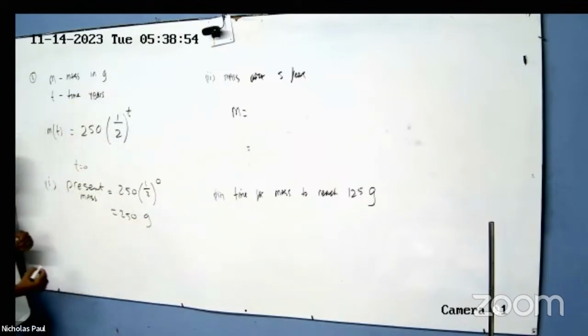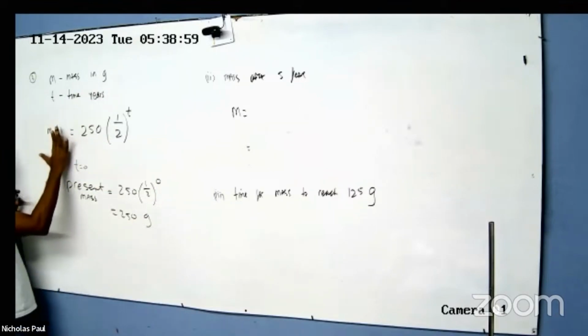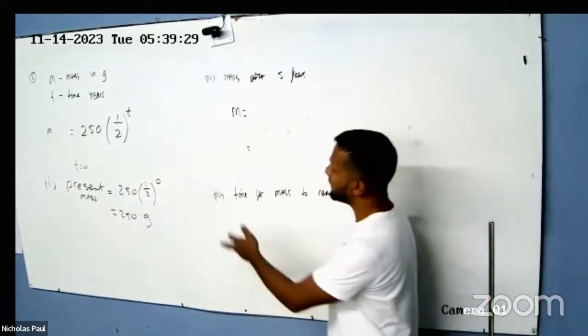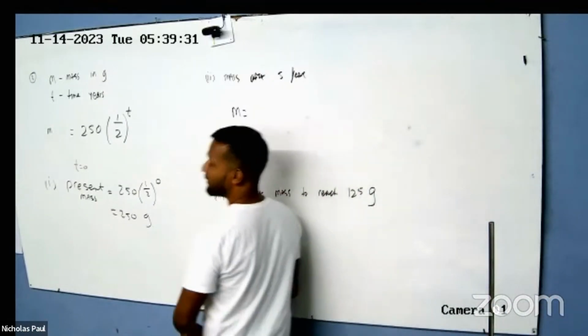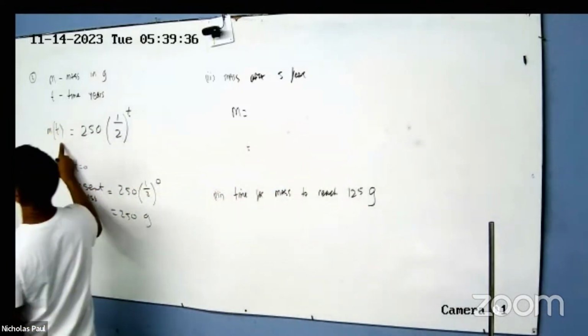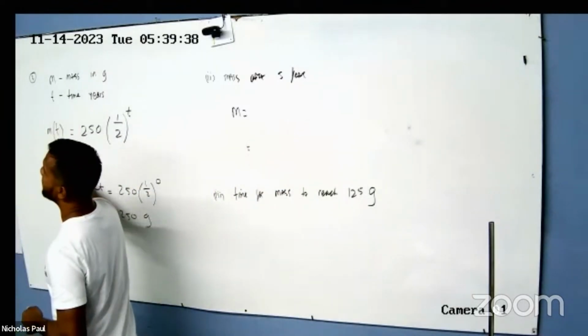Now M in terms of T. If you see this, M of T, it simply means the function M is in terms of T.